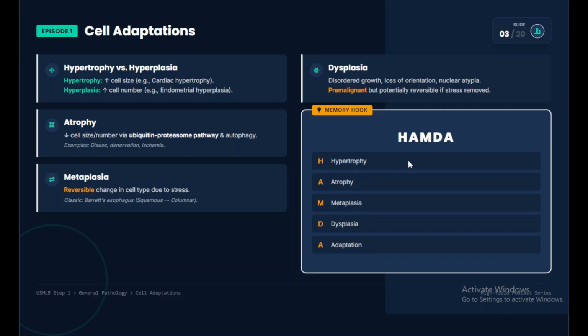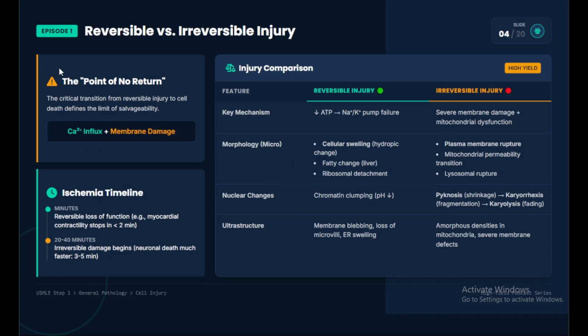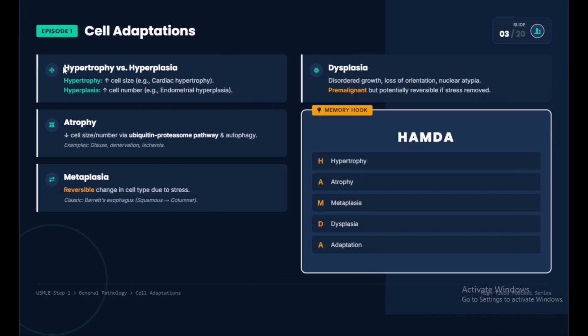And remember, for the major adaptations, I want you to keep one simple mnemonic in mind, HAMDA. From H we mean hypertrophy, from A we mean atrophy, from M we mean metaplasia, and from D we mean dysplasia, and from A we mean adaptation. Just keep in mind these basic things, and now I'm going to start with hypertrophy.